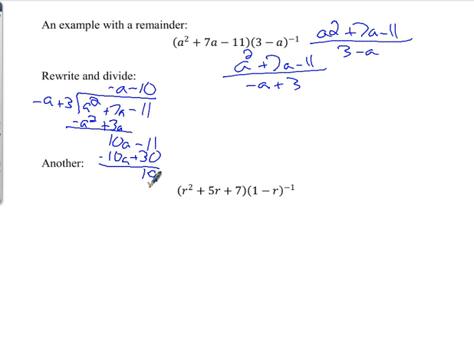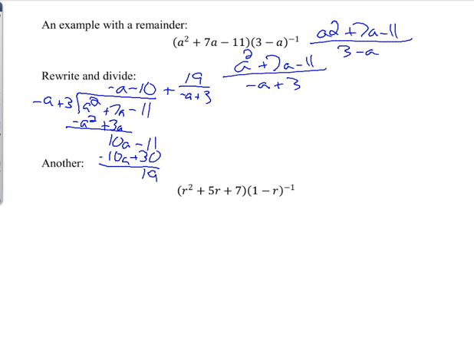We can't divide this 19 by negative a plus 3. Well, this is a positive 19, so plus 19, and I can't divide that 19 by negative a plus 3. So I'm just adding the remainder on, and it's being divided by what I divided by. That's all it is. It's like a fraction. I can't divide 3 divided by 4, so I just leave it 3 divided by 4.